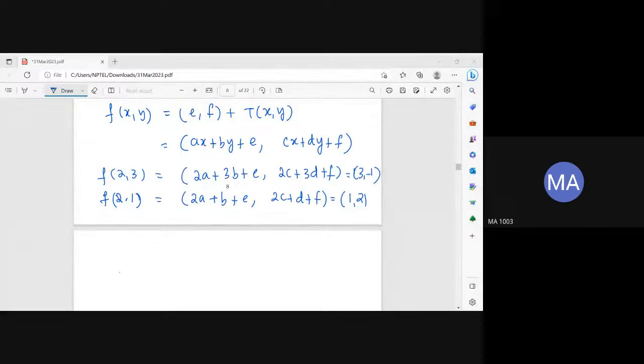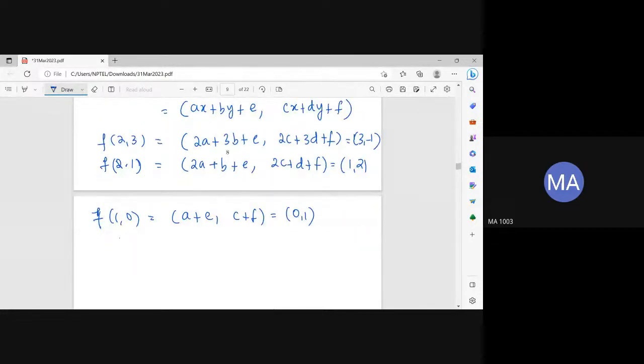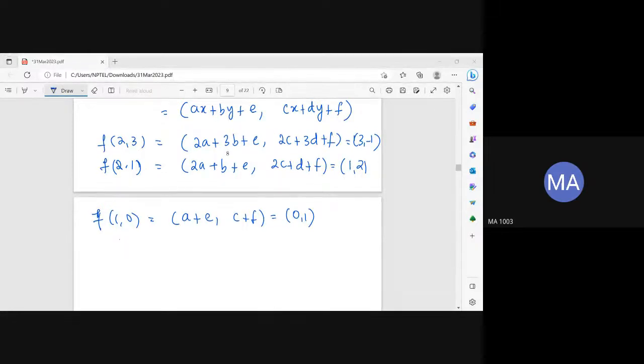F of (1, 0) is (a + e, c + f). This is (0, 1). So now I have a system of linear equations. I just solve and then find the values of a, b, c, d, e, f. From there, I can find out what is f of (2, -5) or something, (-2, 5).